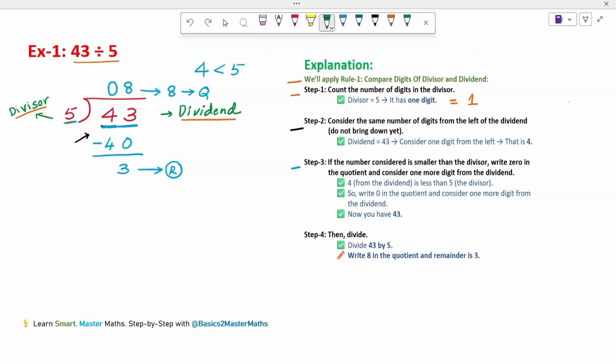Here you have divided all the digits of the dividend. So you can say this division is completed.